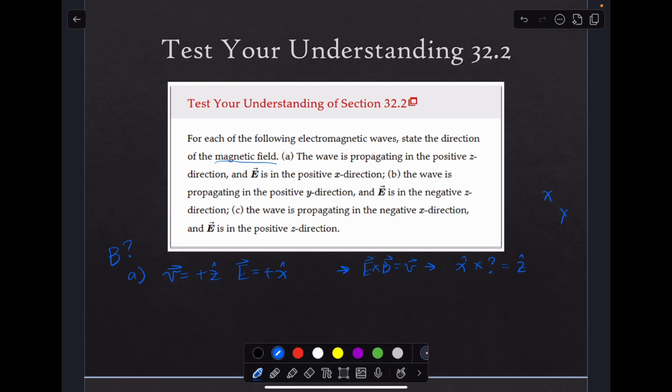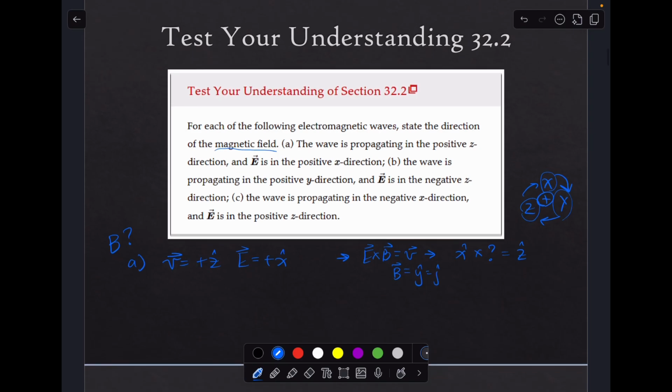Well, that one's a pretty easy one. If you go clockwise in your cross product, your result is positive. So X cross Y would give us Z. So our B field must be in the Y hat or the J hat direction. For part B, the wave is propagating in the Y direction, and E is in the negative X. No, sorry, negative Z.